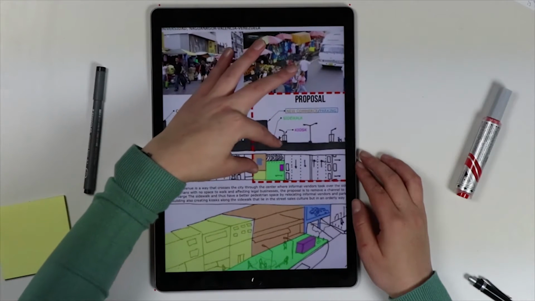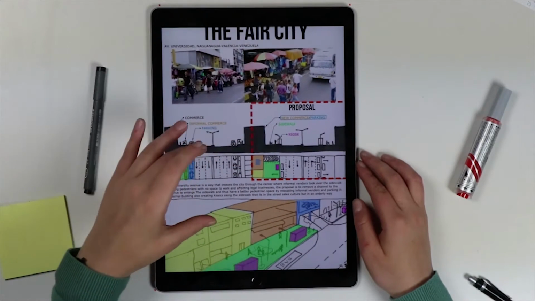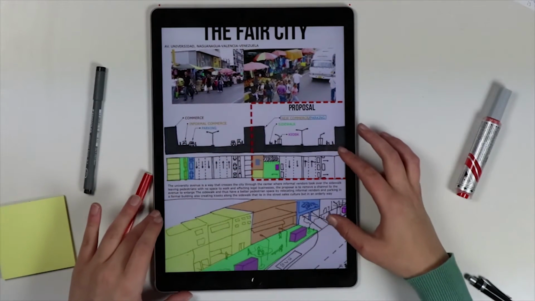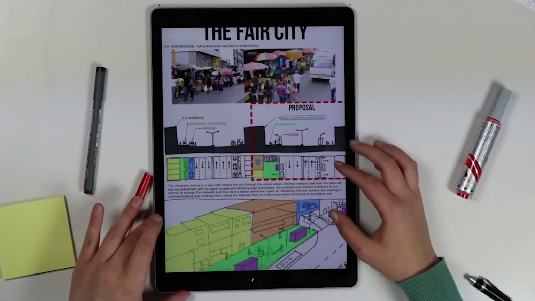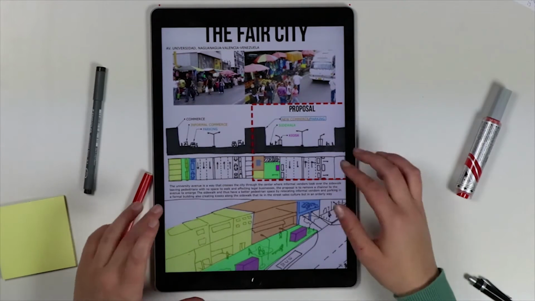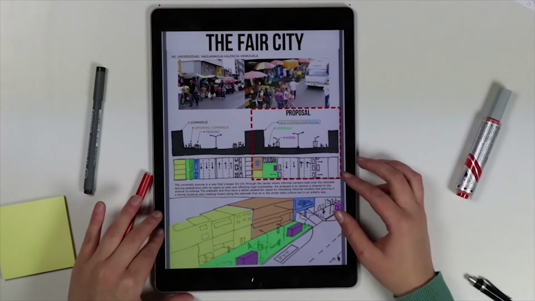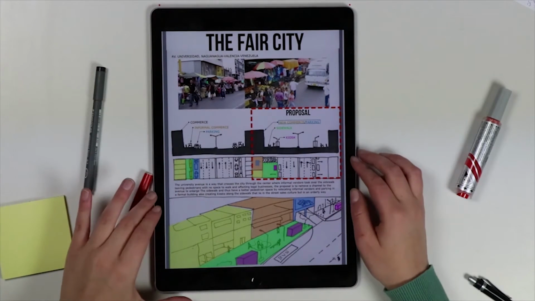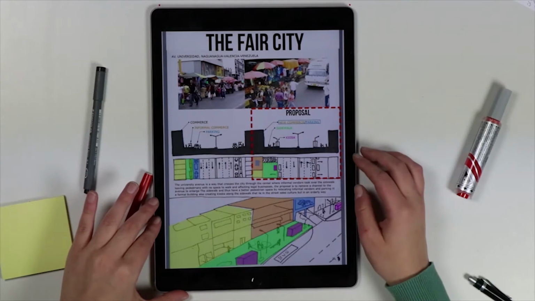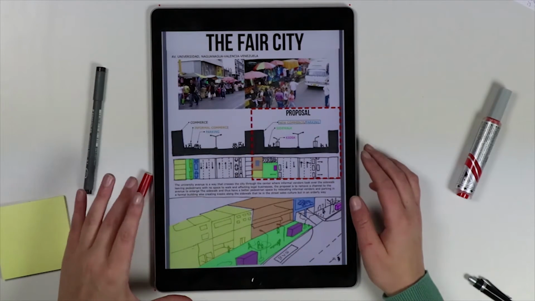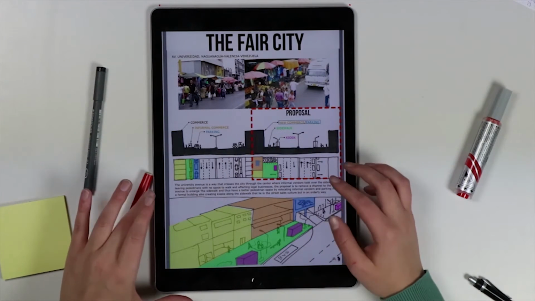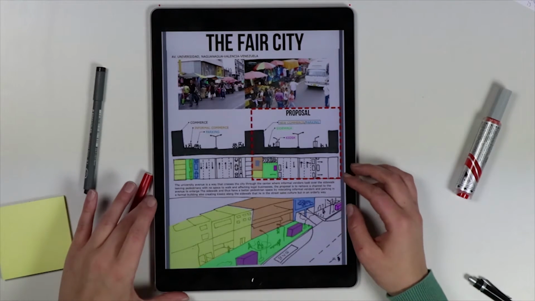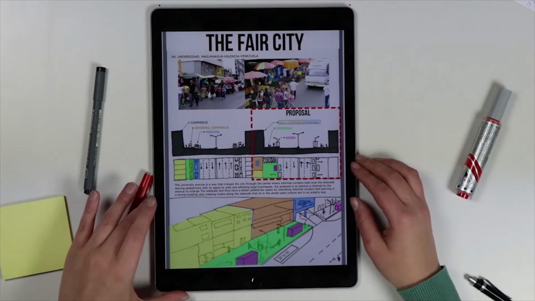Kiosks are a part of the culture in Venezuela. That's why he doesn't want to remove them from the street completely. What we like about this one is that he didn't just draw a plan of the street, but he also made a 3D perspective. And this makes it clearer for us to visualize how it's going to look.